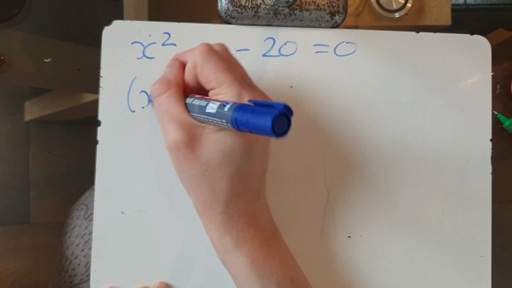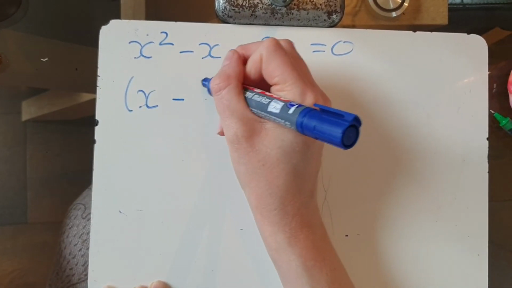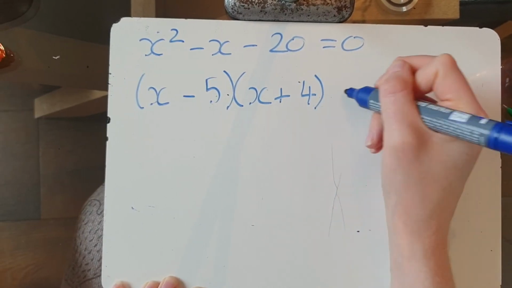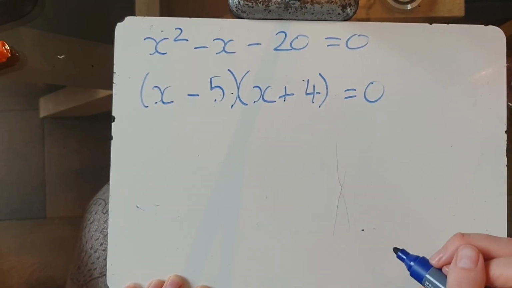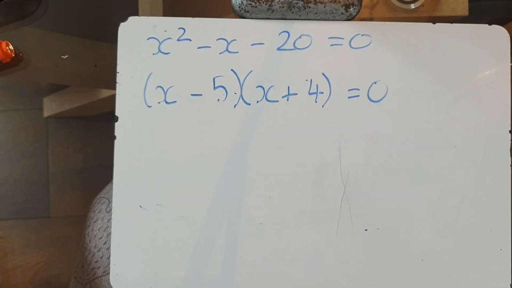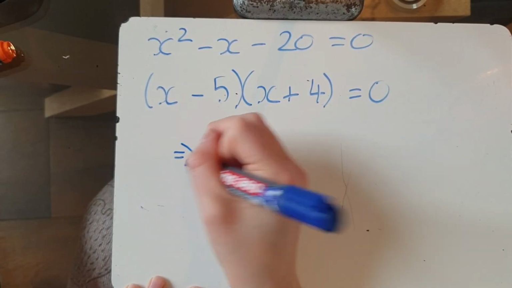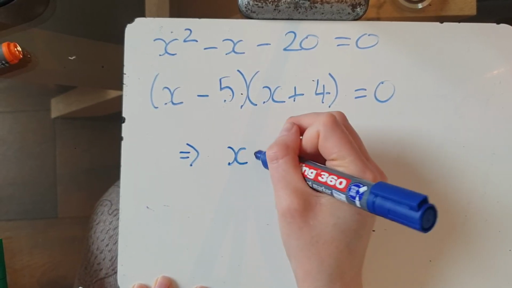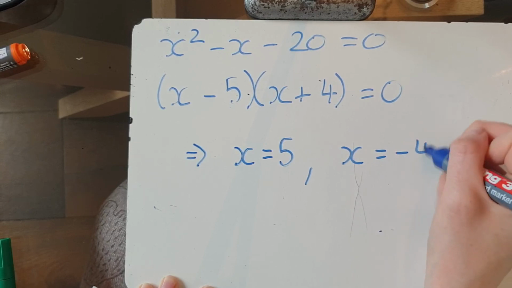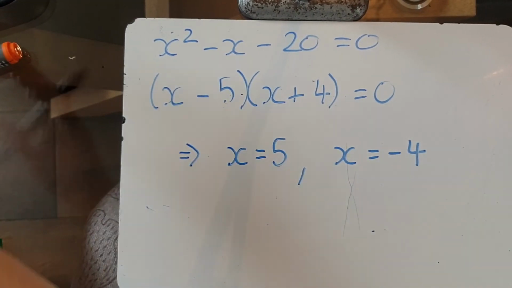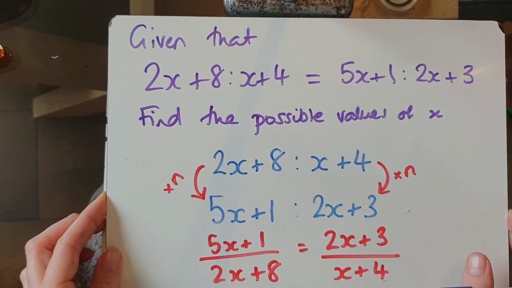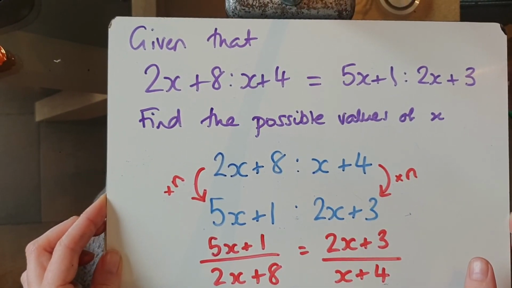So now we want to see if we can factorise it. And we can. We're going to get x minus 5 into x plus 4, which means that our solution is x equals 5 or x equals -4.